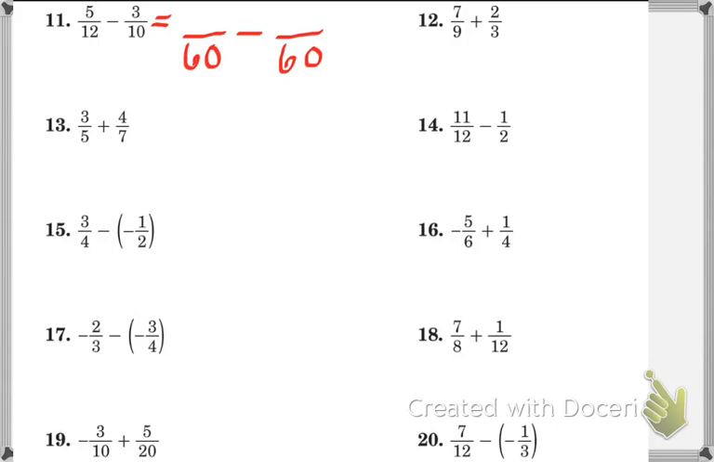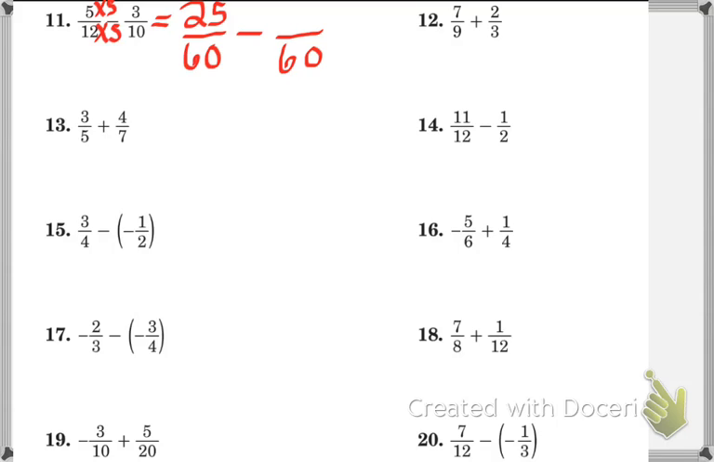So let's see the way you convert these. You know that to get to 60, you multiply 12 by 5. And if you do it to the bottom, you must also do it to the top. So if you multiply 12 by 5 to get it to 60, you have to multiply 5 by 5 to get 25. So that left fraction turns into 25 over 60. So 25 over 60 is equivalent to 5 over 12.